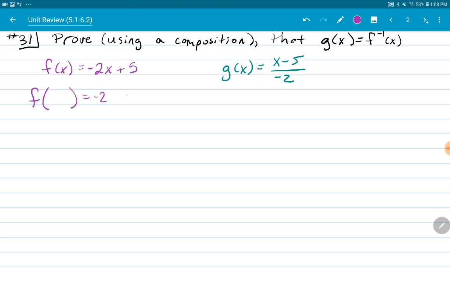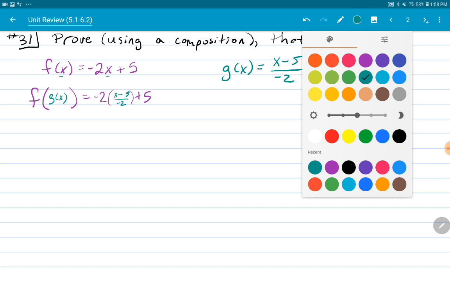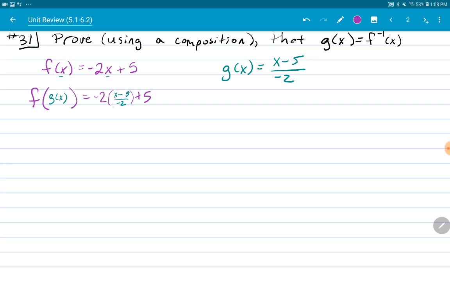So instead of the x, I will write the function g of x. The only thing I replace right now is, replace all the x's with x minus 5 over negative 2. And then I just will simplify. So my negative 2's will cancel here, so I'll use red for that. Negative 2 cancels with that negative 2, which leaves me with x minus 5 plus 5.